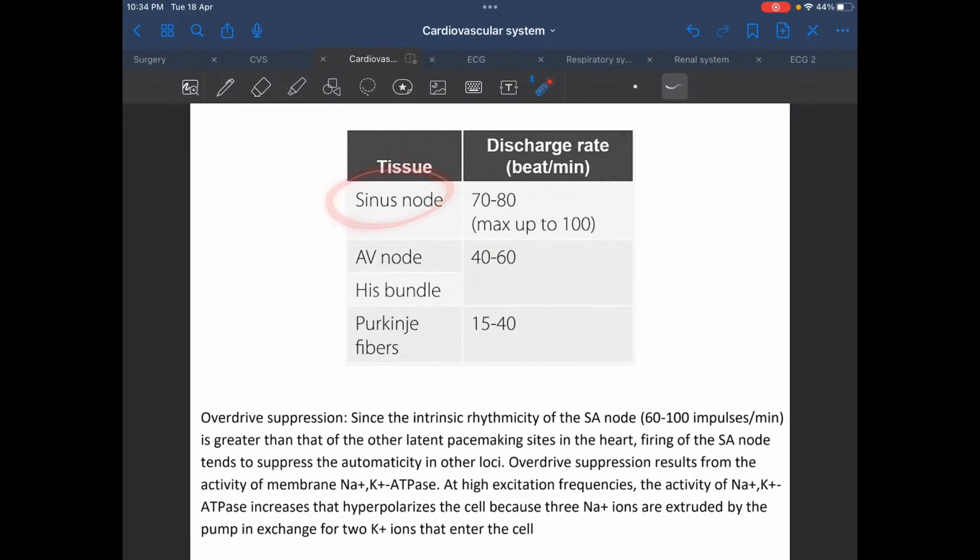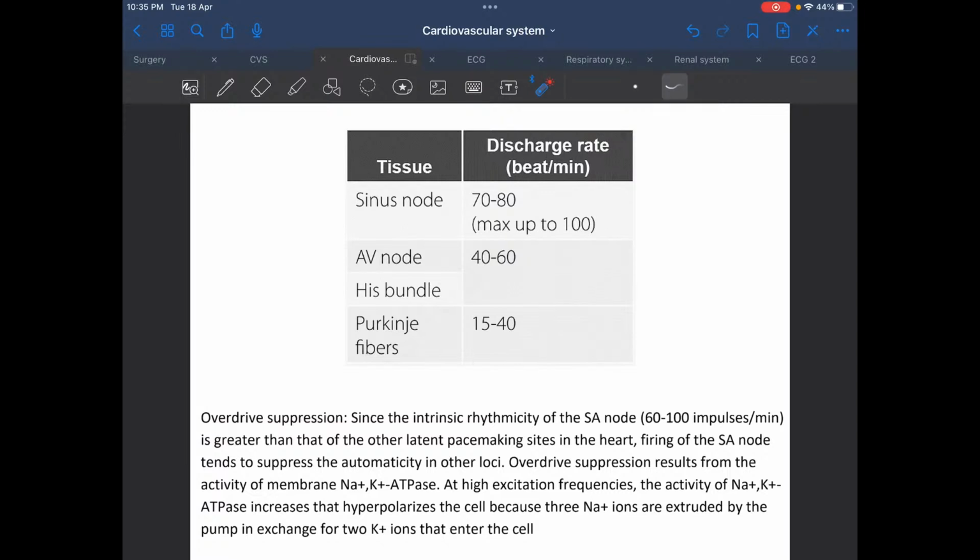For the SA node it's about 70 to 80 and maximum about 100. More than 100 we call tachycardia. Okay. AV node it's about 40 to 60. And if we talk about the His bundle, mainly it's 15 to 40, and Purkinje fibers are also 15 to 40 only. Okay. So this is mainly the discharge rate per minute. For Purkinje fibers it's 15 to 40. His bundle and AV node it's the same, 40 to 60, and for your sinus node it's about 70 to 80. Just remember something known as overdrive suppression.